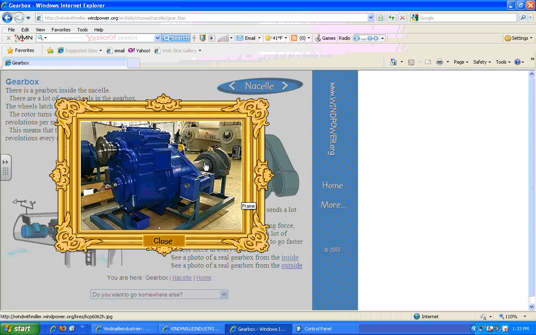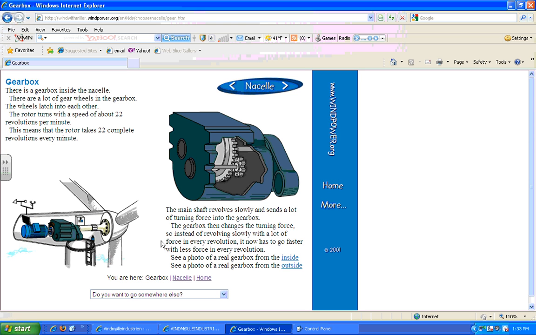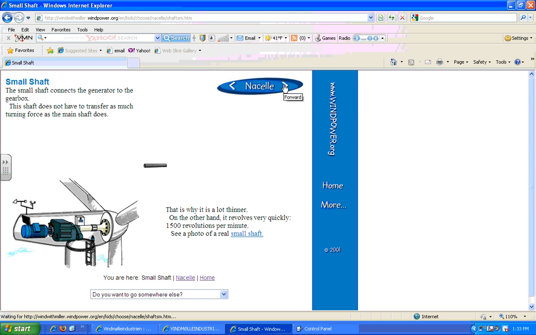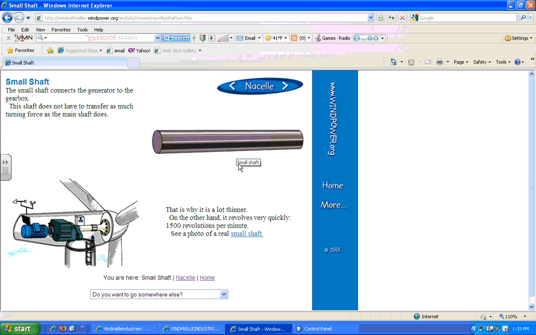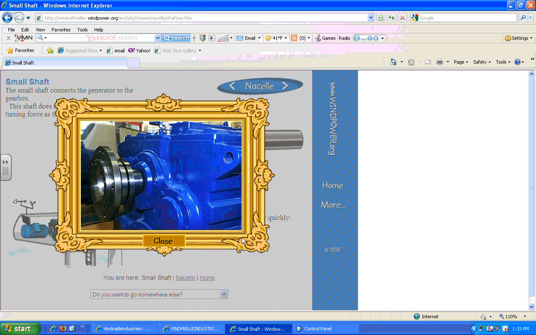So you have the main shaft out here, which is being turned by the rotor, which is then turning the transmission, which changes that low-speed rotation into high-speed rotation. And then you have a high-speed shaft, which goes from the transmission to the generator. So we can look at an actual small shaft.